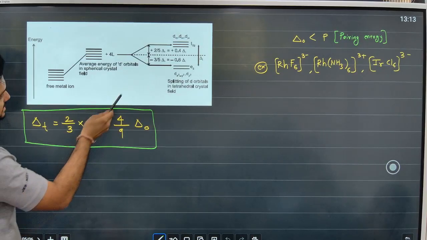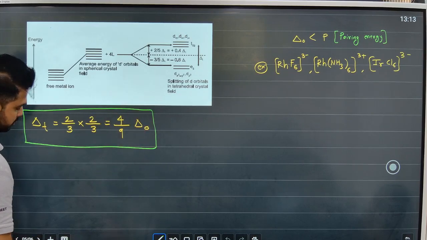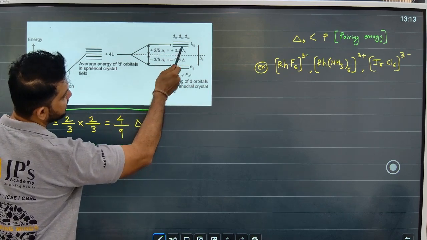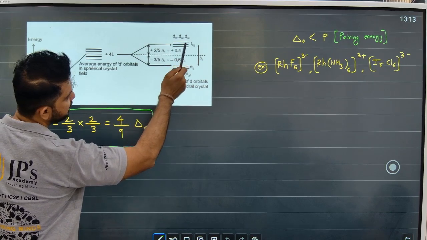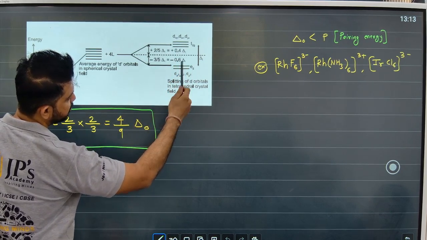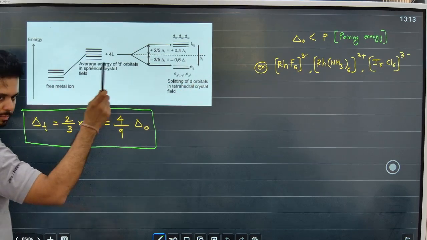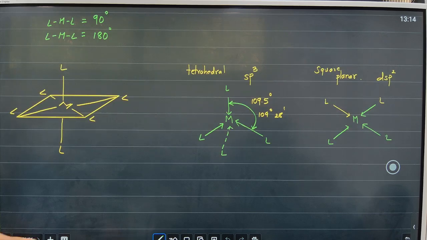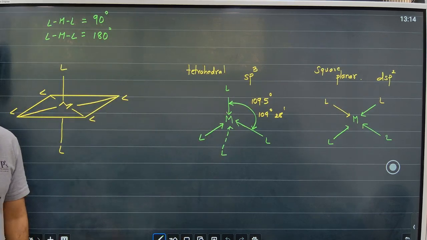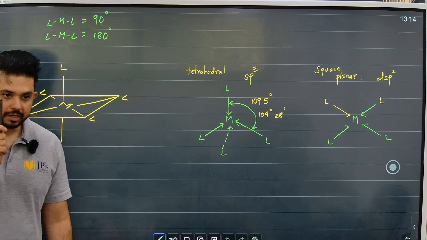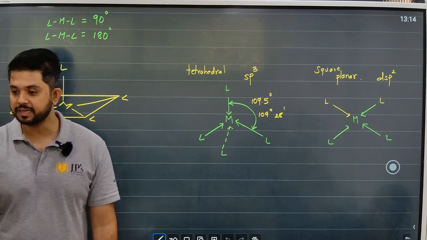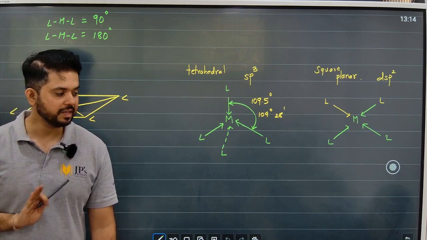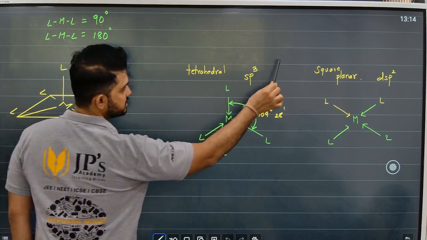इसका CFSE अगर फॉर्मूला लिखते कैसे लिखते? 0.4 or 2 by 5 delta T into number of electrons in T2G plus number of electrons in EG into minus 0.6, तो minus हो जाएगा. Getting that? Now what about square planar? We have written crystal field splitting in tetrahedral. Crystal field splitting in square planar scope में नहीं है. It is not there in syllabus.